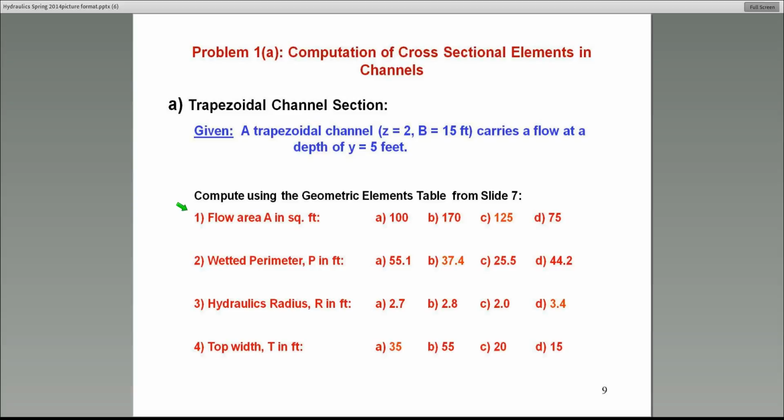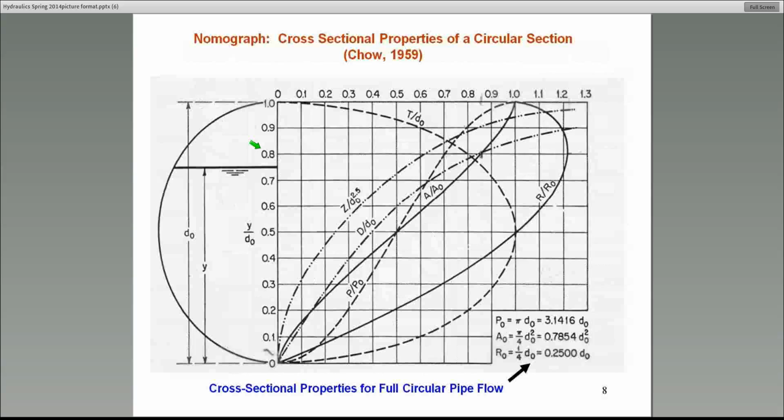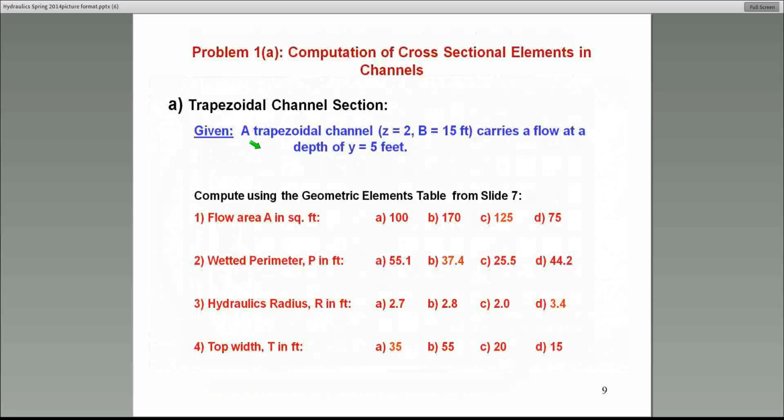You might want to go back to the slide where I had the formulas for you, and those were given in this slide right here. So use this equation for flow area, which is B plus ZY in parentheses times the flow depth Y. Use that to calculate the area and just go ahead and send me the answer. Somebody's already worked it out.